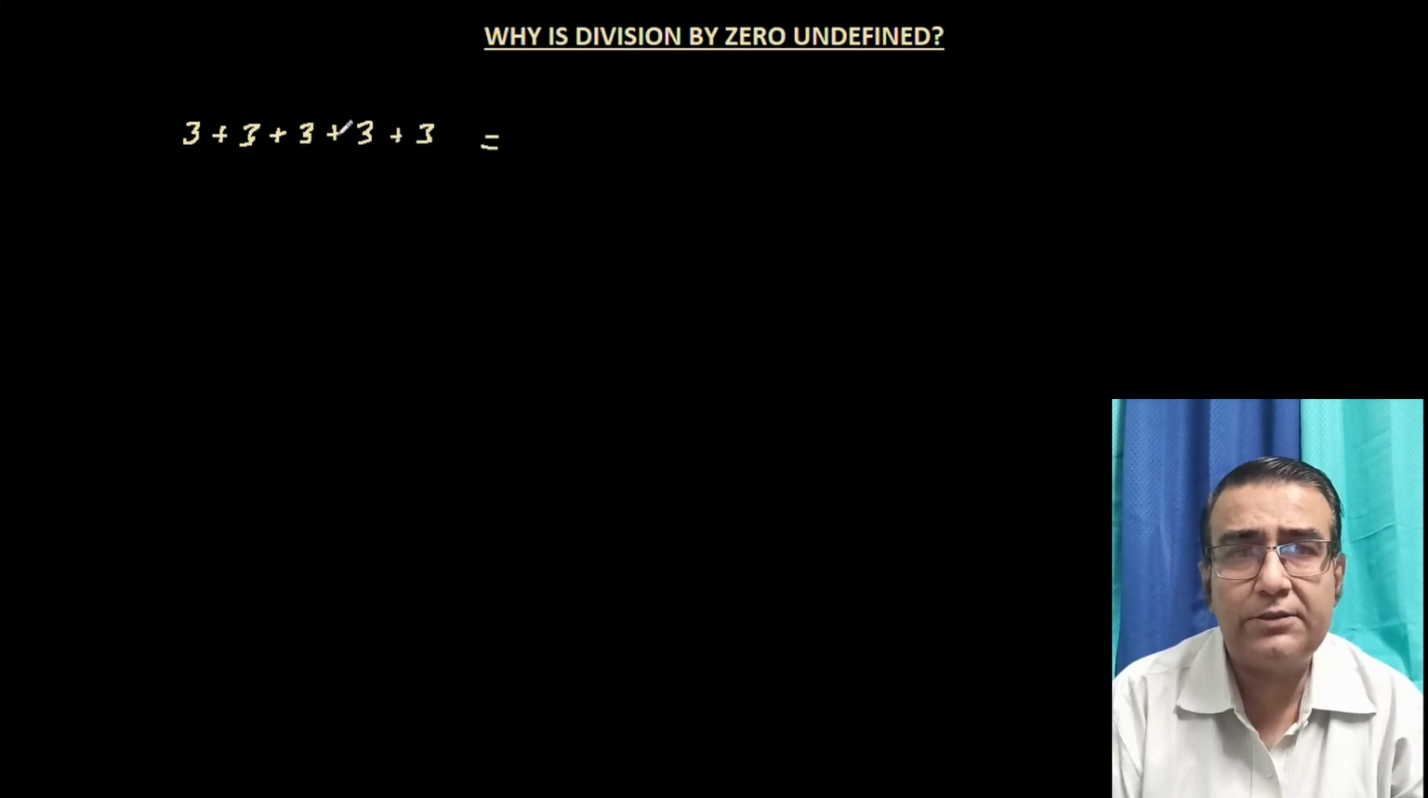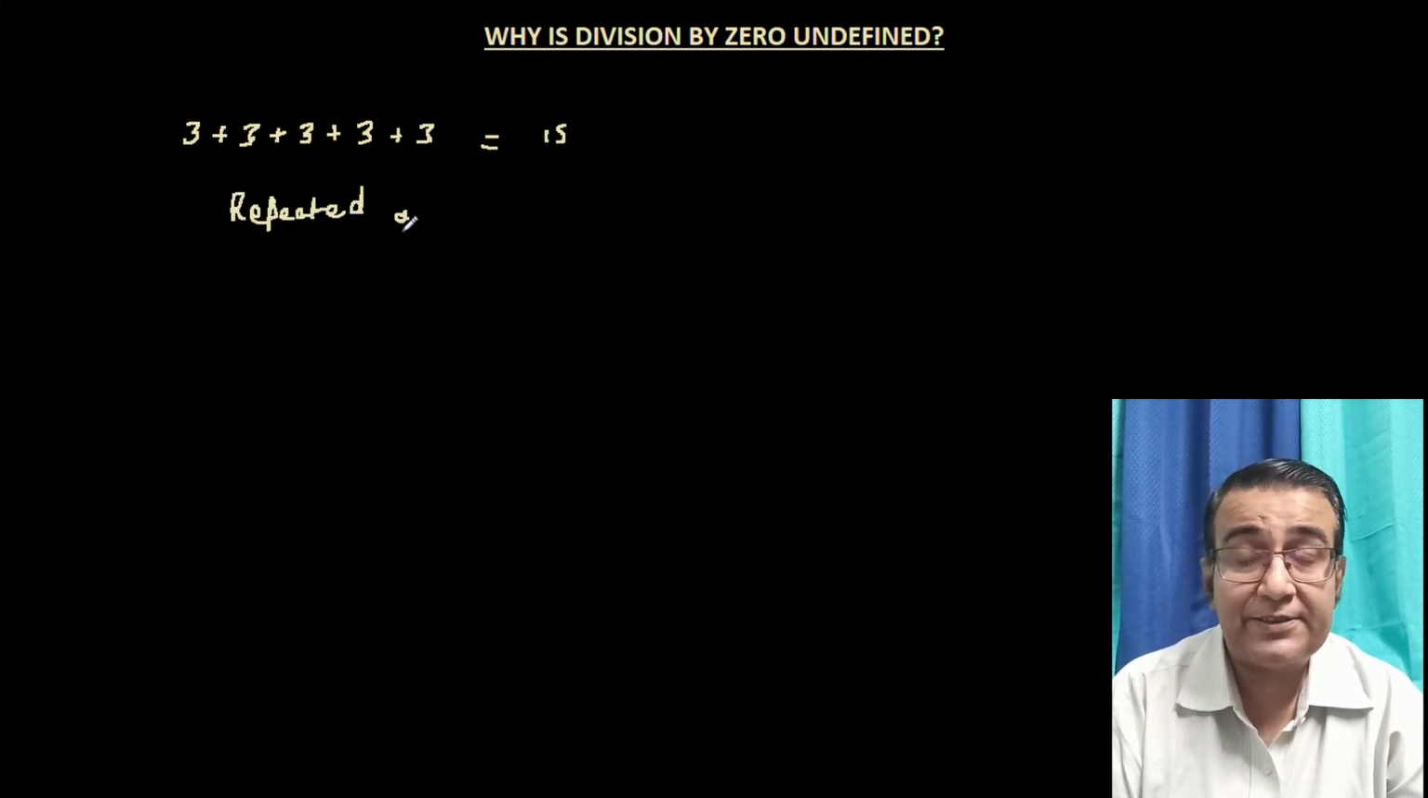And if we actually add, 3 plus 3 gives us 6, 6 plus 3 is 9, 9 plus 3 is 12 and 12 plus 3 is 15. So the answer is going to be 15. Now this is what in mathematics is called repeated addition. And there's another name for it. Repeated addition is also called multiplication.